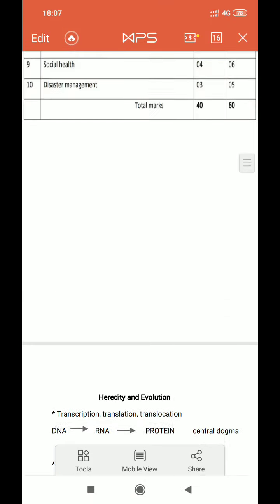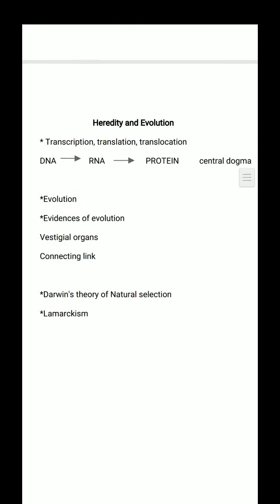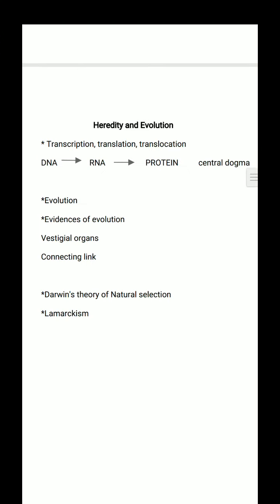So first of all we will discuss chapter first. This is just the introductory lecture. This is not a concept clearing lecture. You just have to know what your syllabus is, which terms are there, what we have to study, and where we have to focus. We are just going to see that in this lecture.